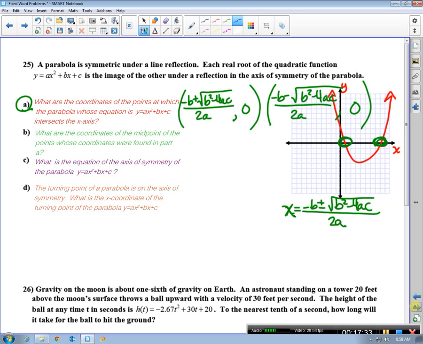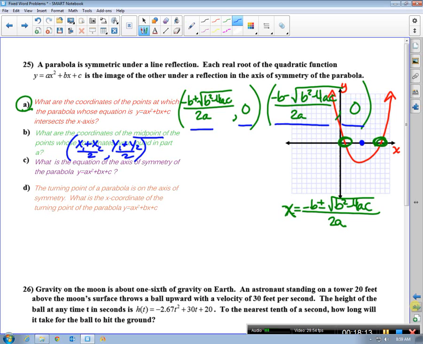Okay, second question, part B. What are the coordinates of the midpoint of the points? So the midpoint of these 2 points, let me just estimate, would be here. And you should know from geometry, for the midpoint, we're going to take our 2 points here, add up the x's and find their average, and add up the y's and find their average. So midpoint, remember, is x1 plus x2 divided by 2, comma, y1 plus y2 divided by 2.